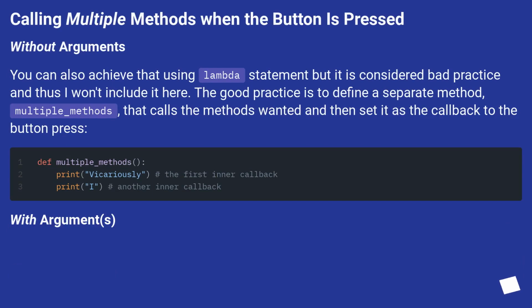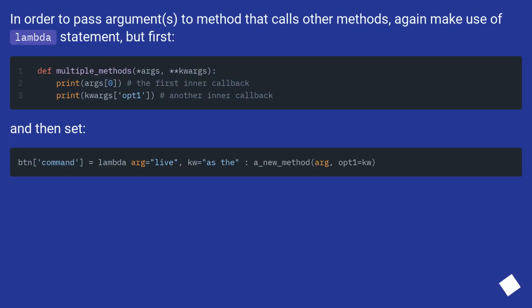Calling multiple methods when the button is pressed, without arguments. You can also achieve that using lambda statement, but it is considered bad practice and thus I won't include it here. The good practice is to define a separate method, multiple underscore methods, that calls the methods wanted and then set it as the callback to the button press. With arguments. In order to pass arguments to method that calls other methods, again make use of lambda statement, but first. And then set.